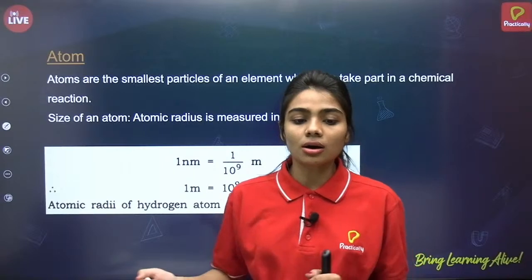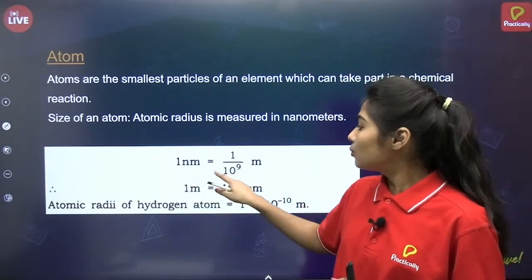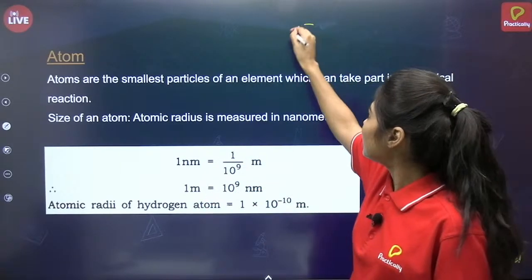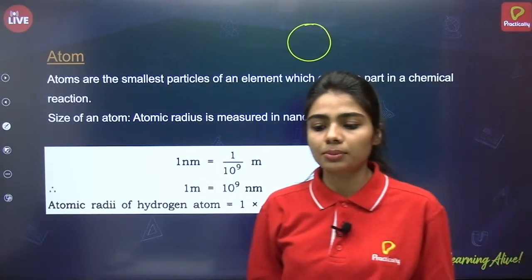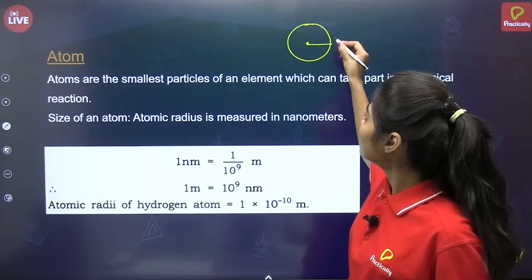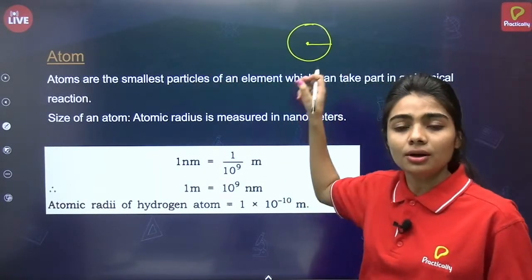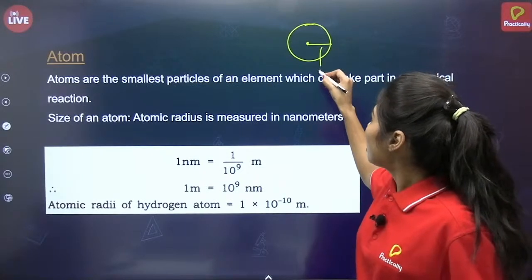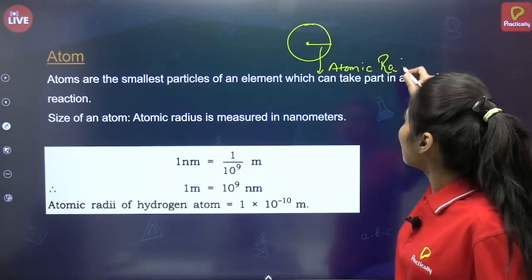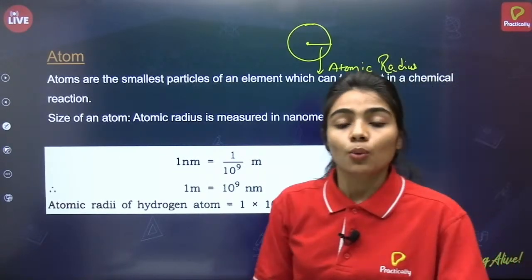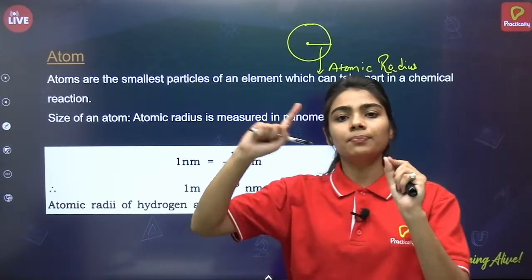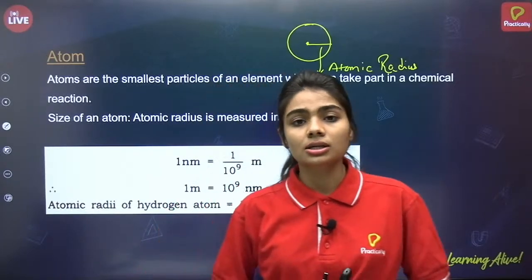Okay. If I talk about the size of the atom, then we calculate the size in nanometers. This is the atom, which we consider to be spherical in shape. If I talk about the radius, then the radius is from the nucleus to the periphery or circumference. This is the atomic radius. So what is the atomic radius? The distance between the nucleus of the atom and the periphery or circumference of the circle.